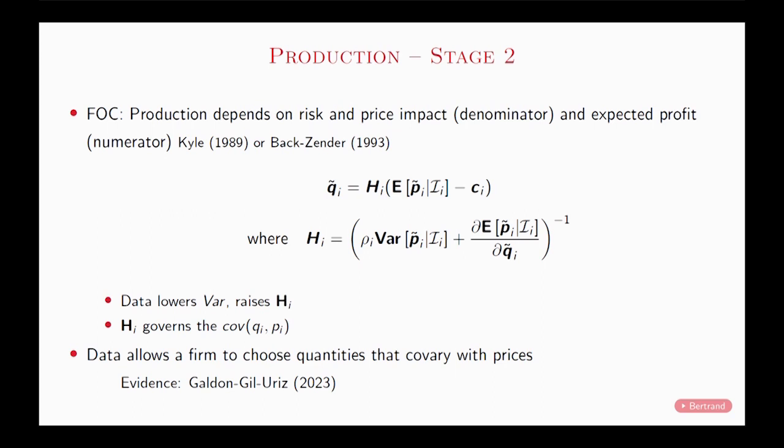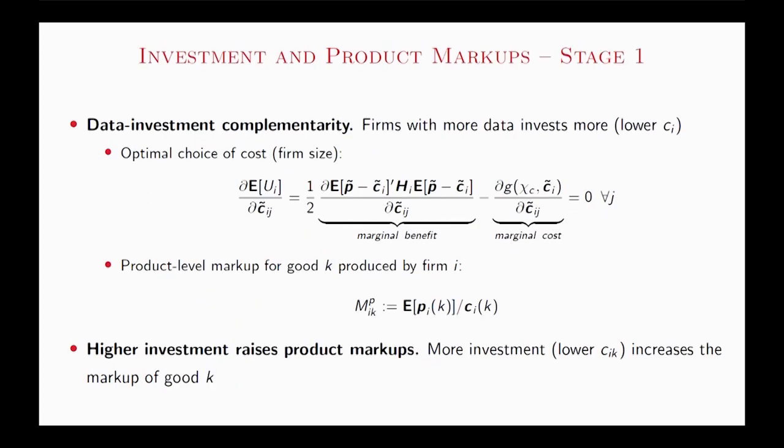the production. Now, clearly this matrix H is governing the covariance between the quantity and the price. And this is going to be key, because the information is going to govern this quantity-price covariance. I already referred to this evidence by the paper on the banking, which is telling us something about the covariance, because the more information I have, the higher the price I'm going to be able to charge for these more informed outcomes.